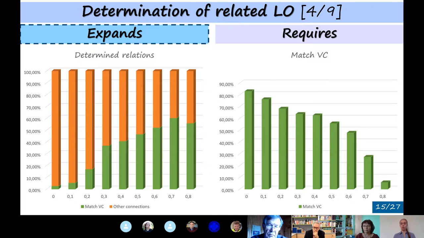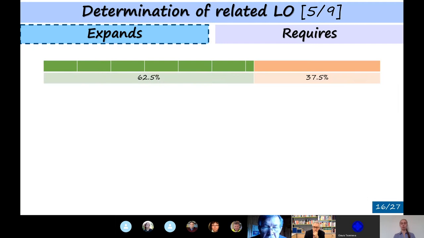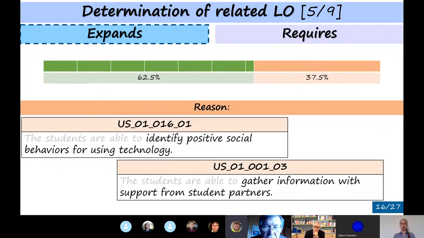But the right chart also shows us that the higher the probability boundary, the lower the percentage of related learning outcomes from the validation corpus we can determine automatically. For future work, it was decided to choose the probability boundary of 0.4, as it showed the most balanced results. With this approach, I can determine automatically 62.5% of relations from the validation corpus. However, there are still undetermined ones.